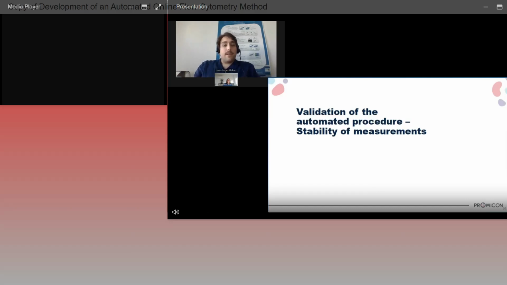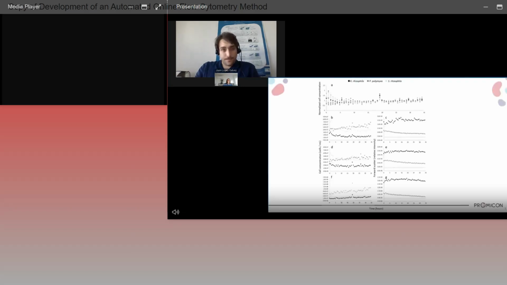The next step, after we validated the self-cleaning capabilities of the device between measurements, was to validate the stability of measurements. For this, we used a bacterial community consisting of the same bacterial strains, and these bacteria were prefixed in a polyformaldehyde and ethanol fixation procedure to assure that there are no biological changes while the sample is being measured over a period of 35 hours, as you can see.